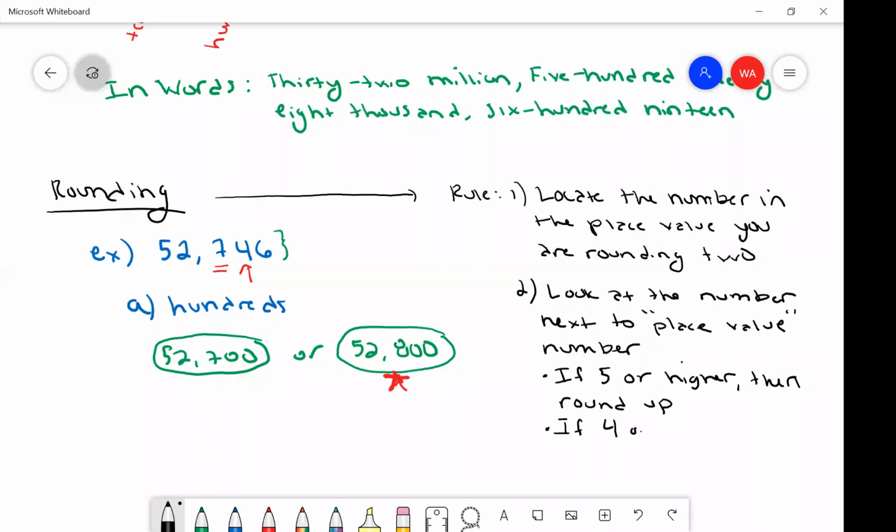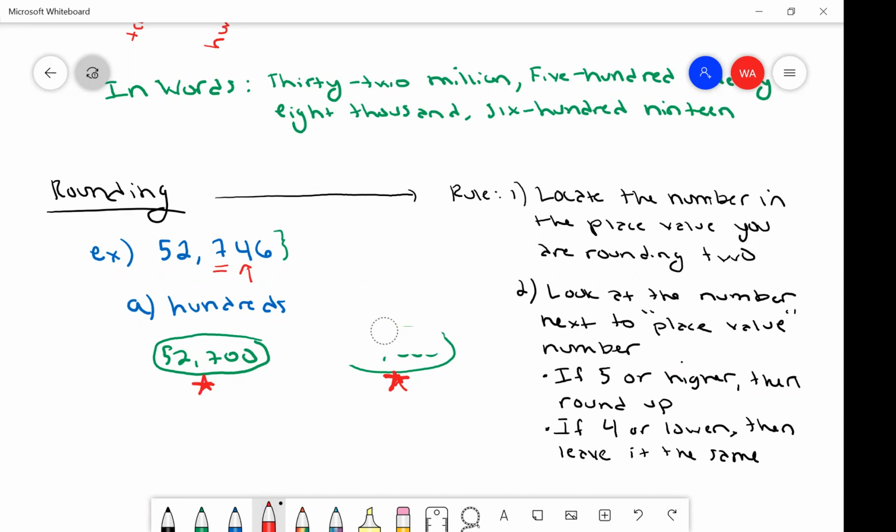If it's 4 or lower, then leave the number the same. So in this case, it is 4 or lower. So that would be this category. We're saying it's closer in value to 52,700. So this is the final answer, the 52,700, because the number next to 7 is 4 or lower. Therefore, we write it as a 7 and then add zeros after the fact.